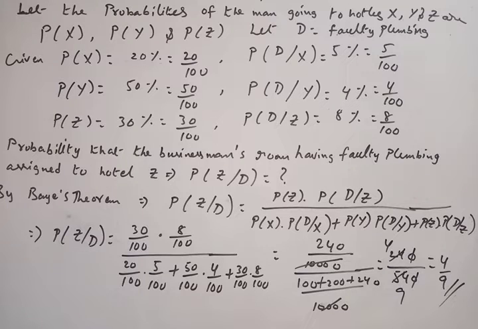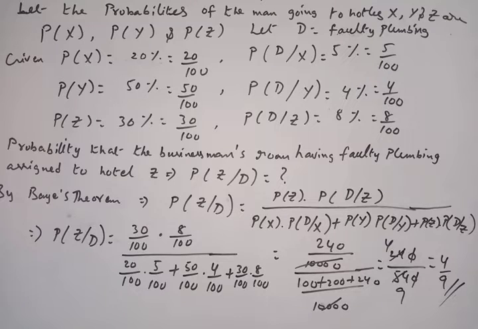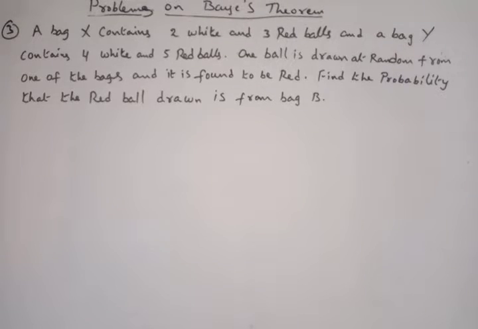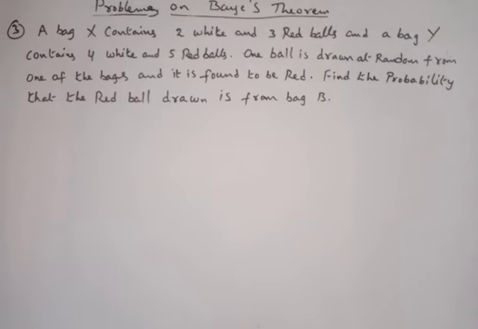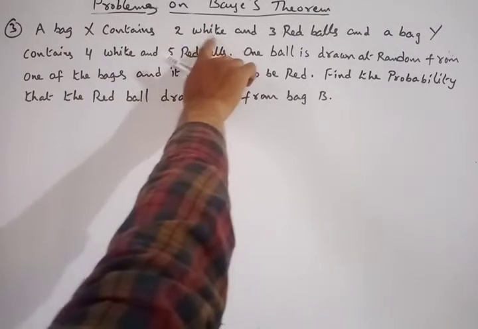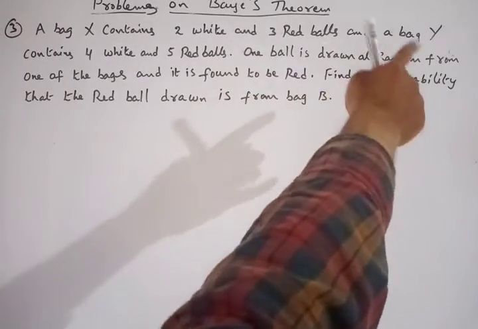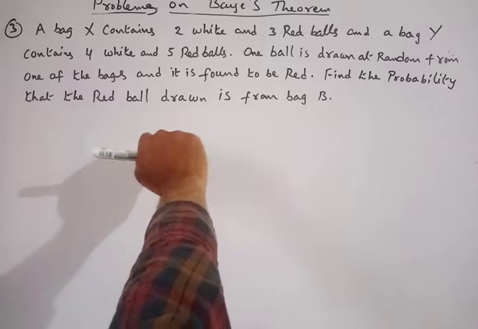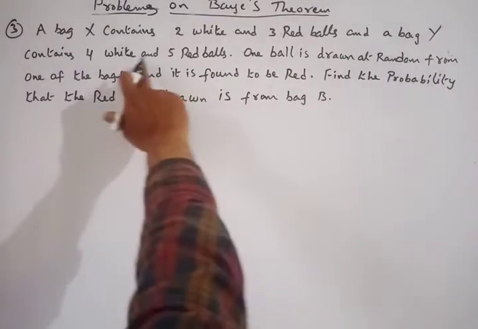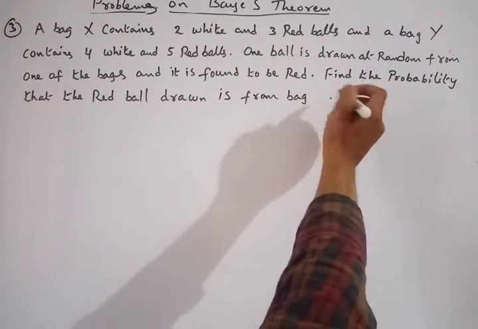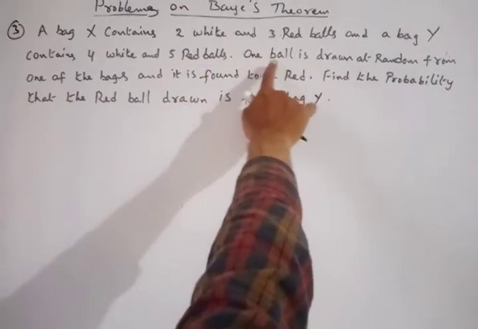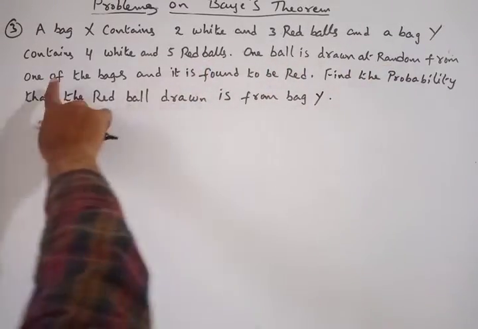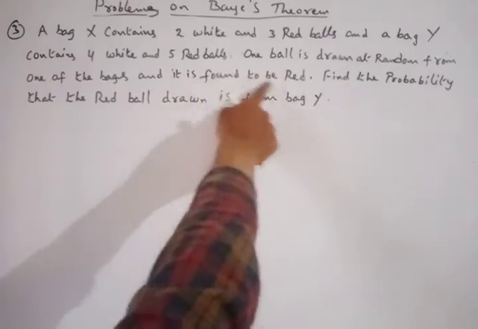We'll solve one more problem. See the next problem. A bag X contains 2 white and 3 red balls, and a bag Y contains 4 white and 5 red balls. One ball is drawn at random from one of the bags and it is found to be red.